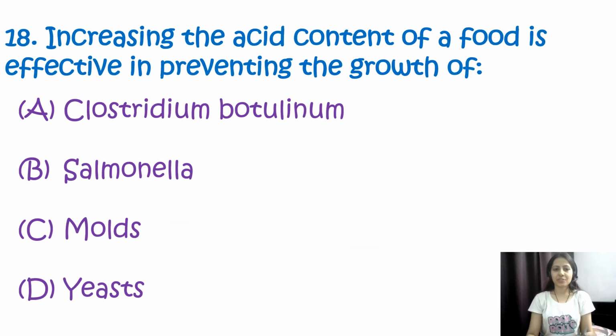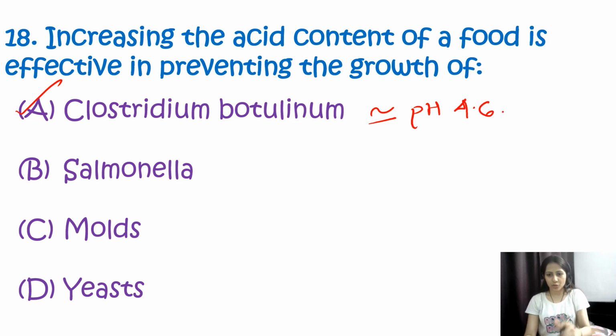Question number 18. Increasing the acid content of a food is effective in preventing the growth of. So the options are Clostridium botulinum, Salmonella, molds, or yeast. So the correct option is A, that is Clostridium botulinum. We know that Clostridium botulinum is a bacteria that can produce a deadly neurotoxin under anaerobic conditions, that is under low oxygen conditions. It thrives in a low acid environment, approximately below pH 4.6.